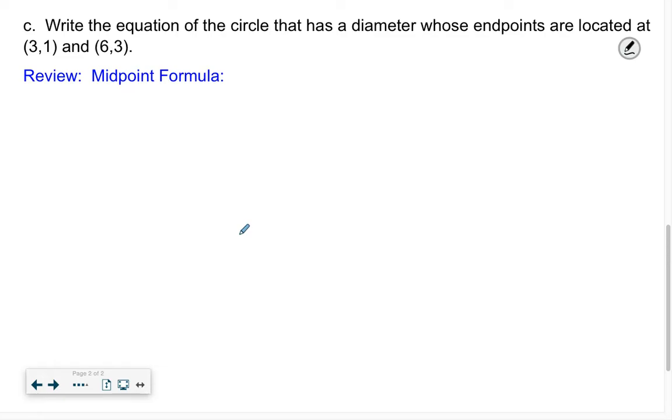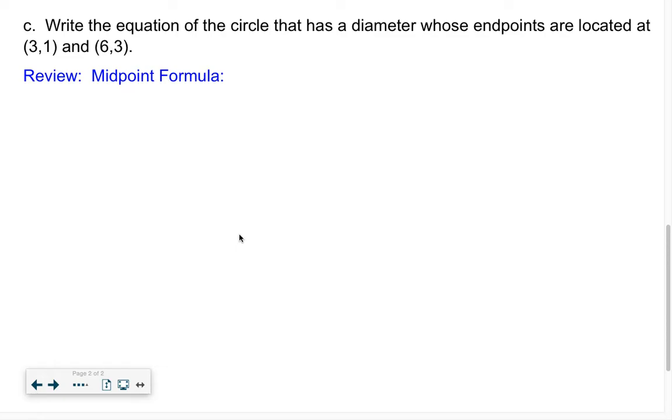Write the equation of the circle that has the diameter whose endpoints are located at 3, 1 and 6, 3. Okay, so let's think about this. Given 2 points that fall on the circle, it tells us that the diameter is going to be formed from those 2 points, 3, 1, and 6, 3. Okay. So what are your thoughts?